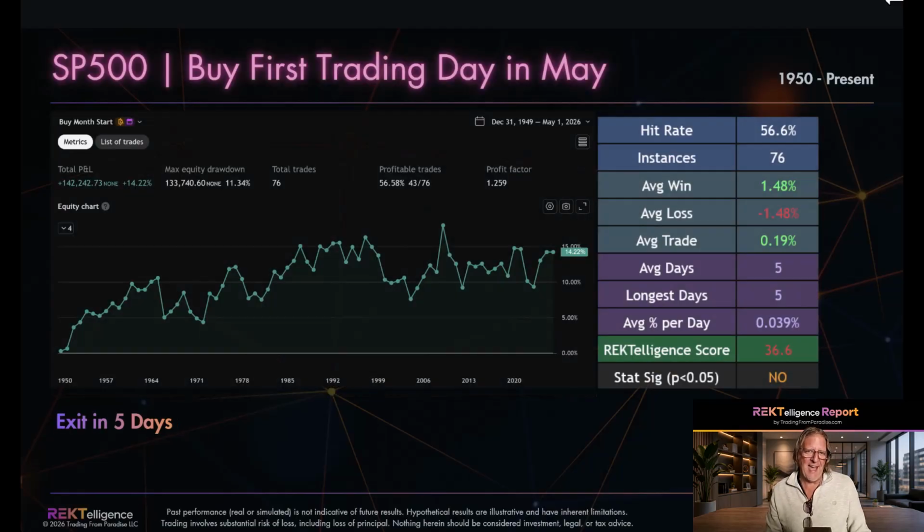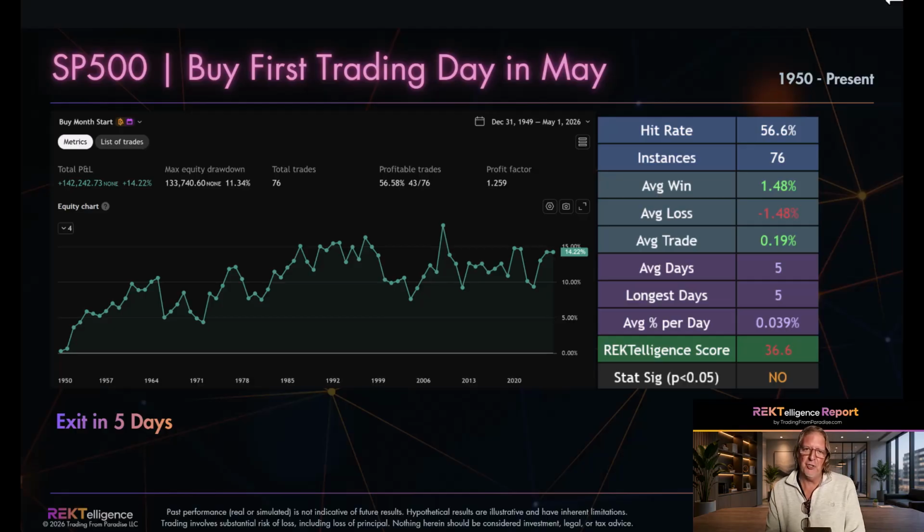Let's take a look at a shorter term 5-day hold, again buy May 1st, sell 5 trading sessions later, and we can see essentially the same hit rate. Not a great equity curve either here, but profit factor is a little better. The last chart, 1.1, this chart, 1.259, not great. It is better with this short-term hold.